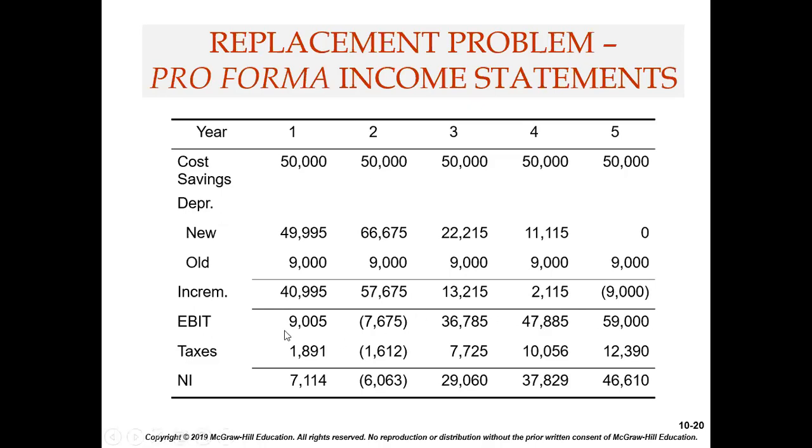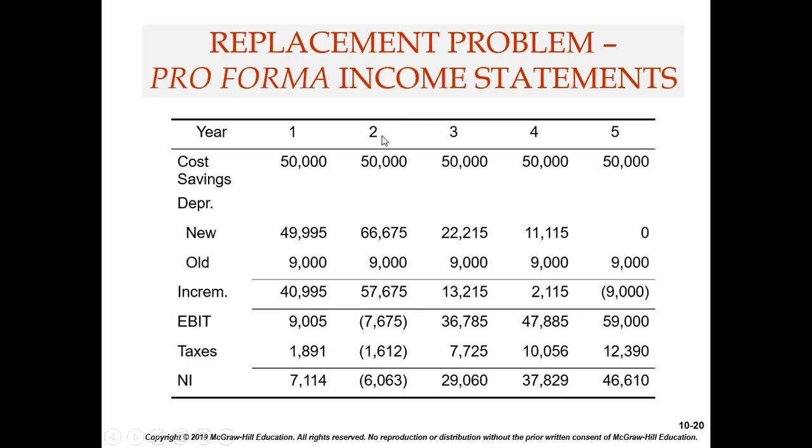So what does that mean for our earnings? Earnings before tax. Here's your cost savings. So that's really a positive amount, 50,000. You would have 40,995 more in depreciation, so subtract that. So your earnings before tax would increase $9,005.